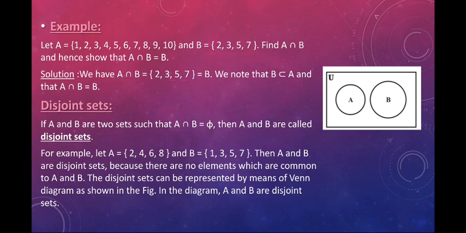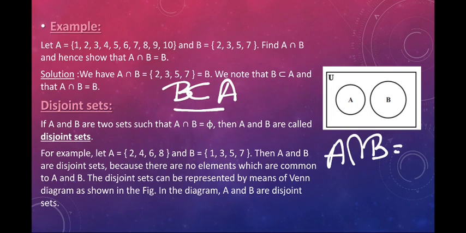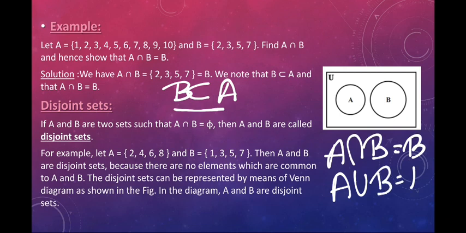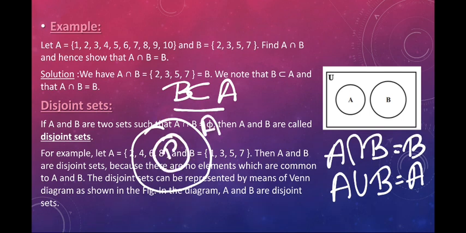That means if B is a subset of A, A intersection B will be the smaller set, and A union B will be the bigger set. Look at here, this is A, the bigger one, and this is the smaller one, B. If you do the union, this will be the collection of all the elements, that's why it will be A. And if you do the intersection, it will be the common part, which is equal to B.